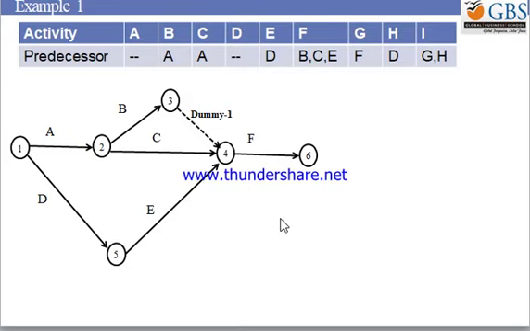So in your experience, the dummy is introduced over here. From here, look at it. After F, it is G. Yeah, I can draw it over here.